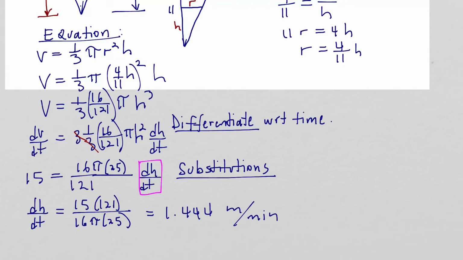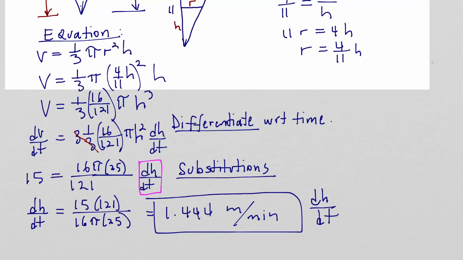Okay, and that answers the question. What is the change in the height of the water with respect to time when the height is 5? So we've done it. We've solved our related rate problem.